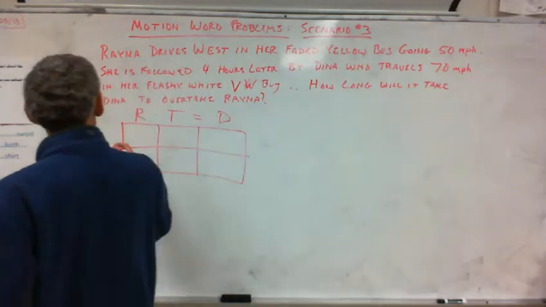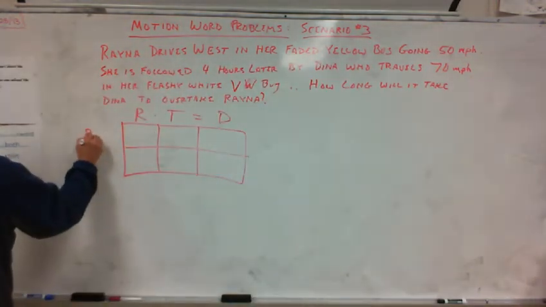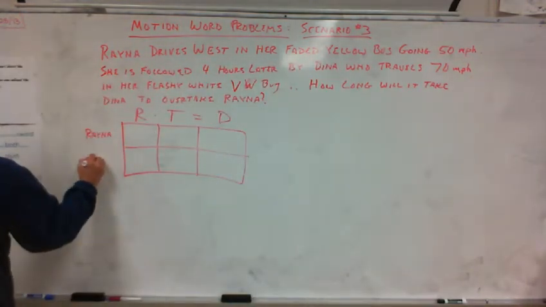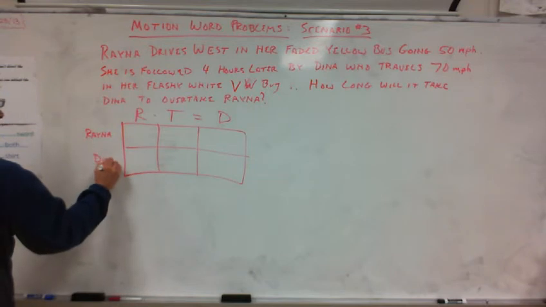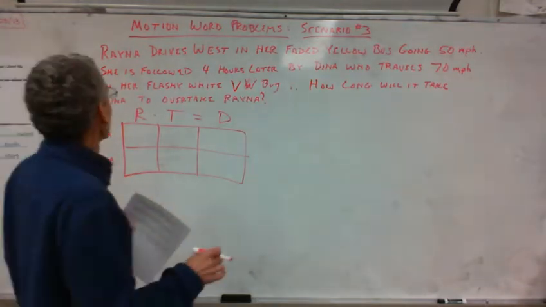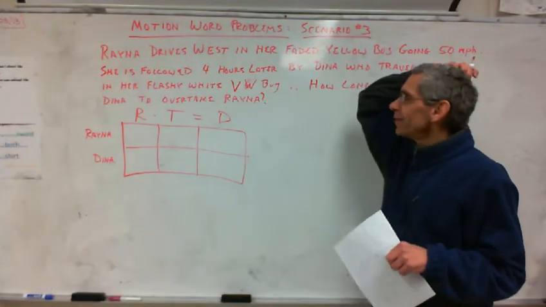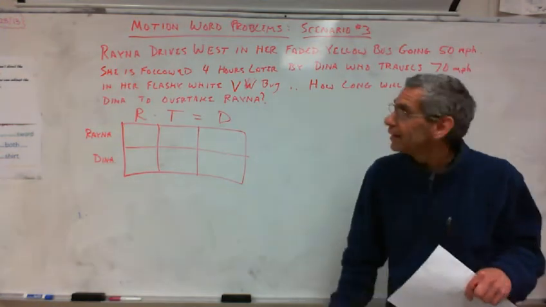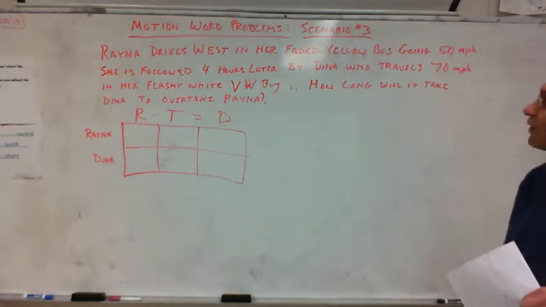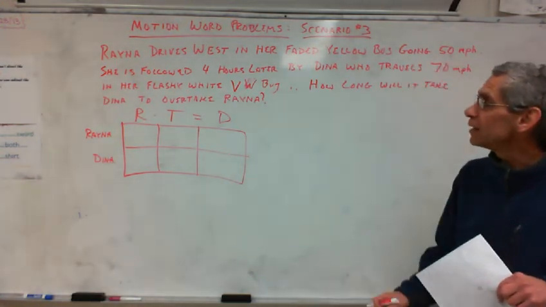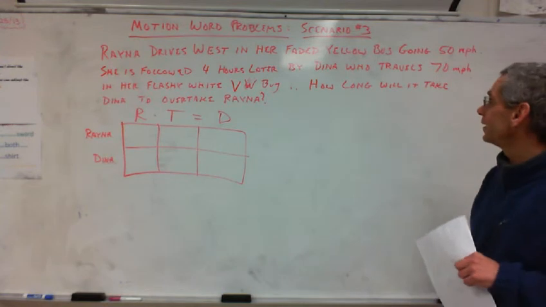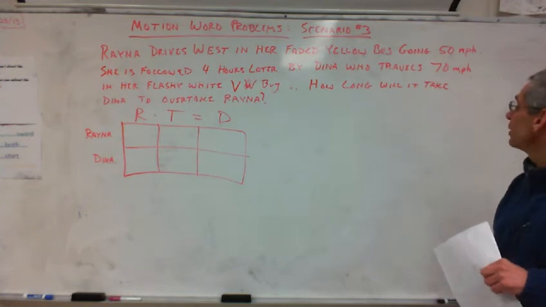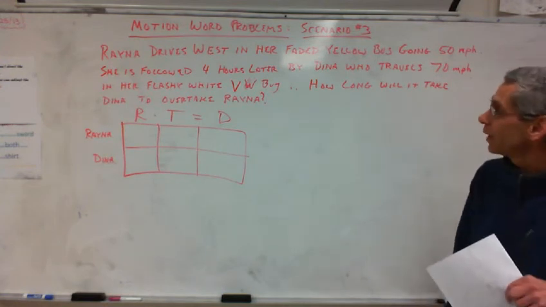So we've got 2 people. We have Raina and we have Dina. Raina, now we have R and D. Raina drives west in her faded yellow bus going 50 miles per hour. She is followed 4 hours later by Dina, who travels 70 miles per hour in her flashy white VW Bug.